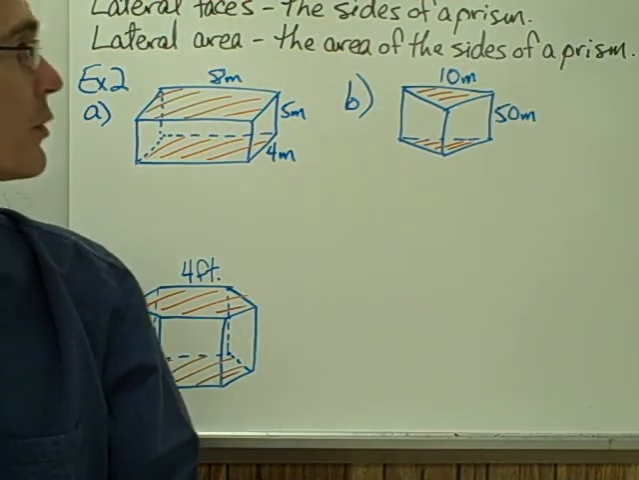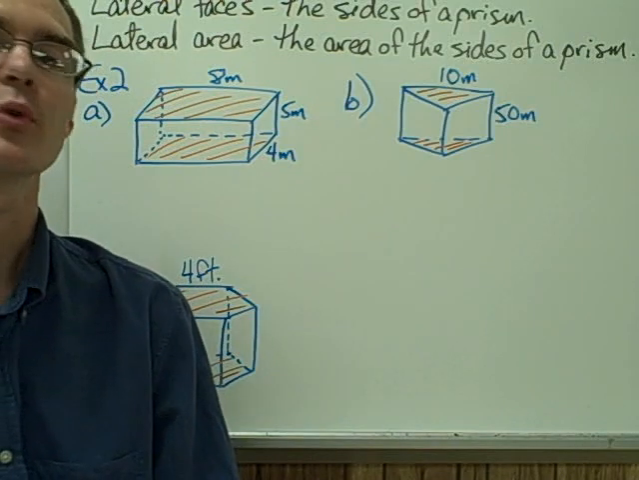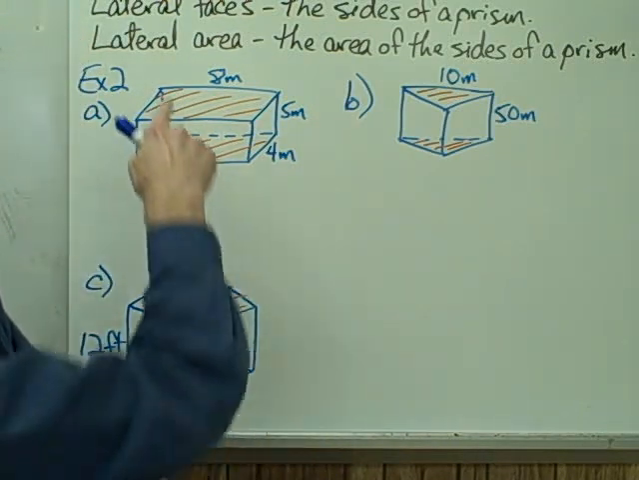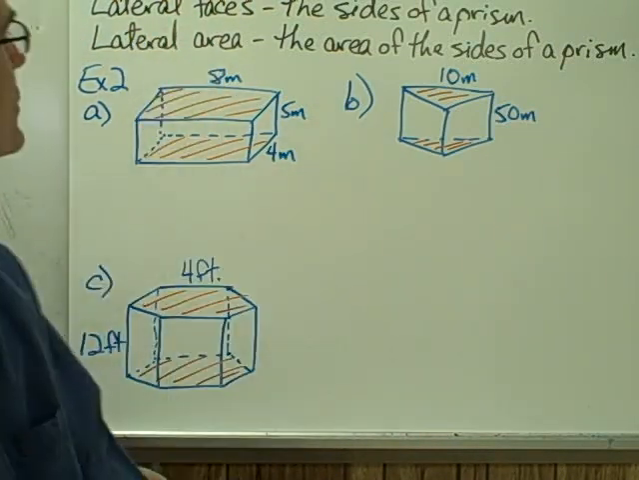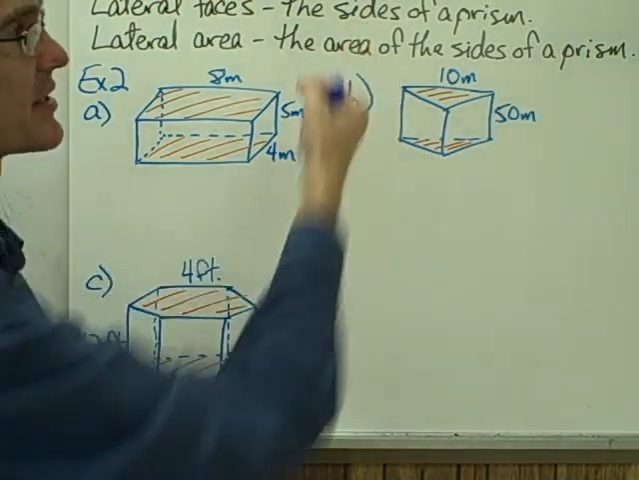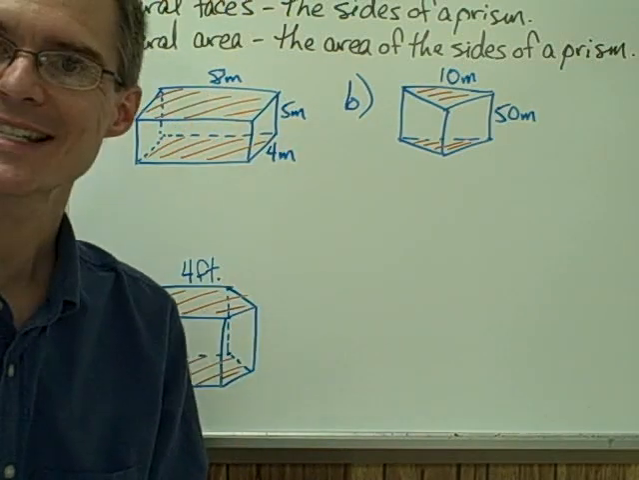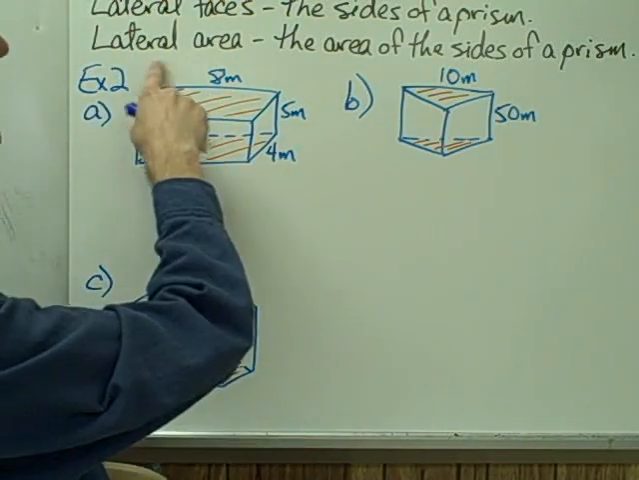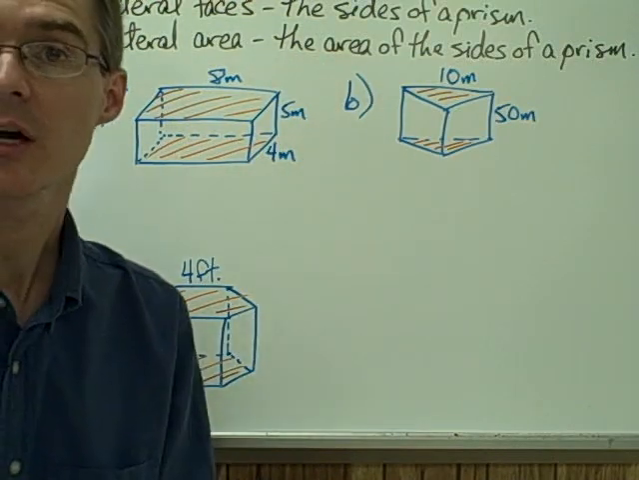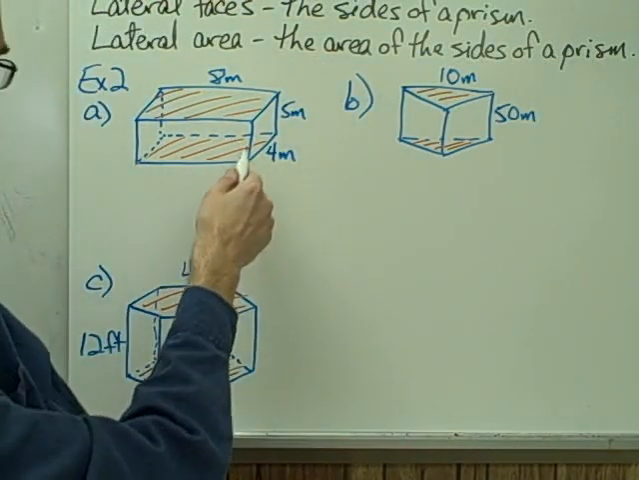All right, now we're going to calculate the lateral area of our prisms. In order to calculate the lateral area, we have to note something called the lateral faces. The lateral faces are just the sides of a prism. So anything that's not a base is considered a side of the prism. And the lateral area is just the area of the sides of a prism.